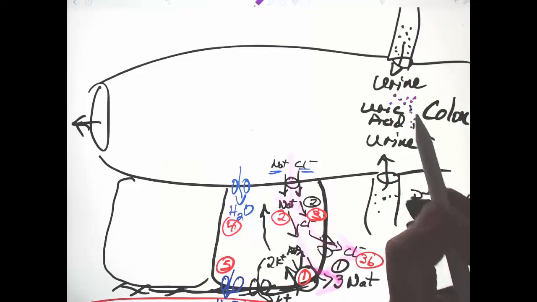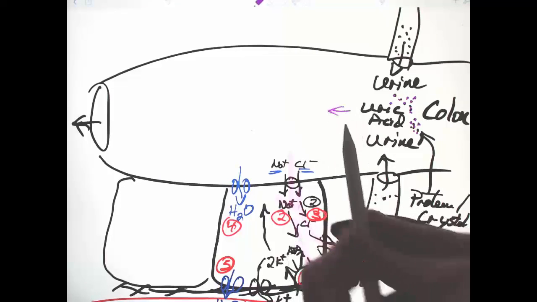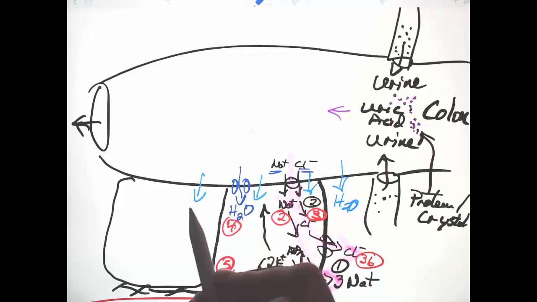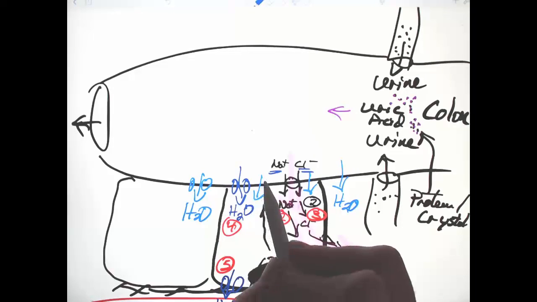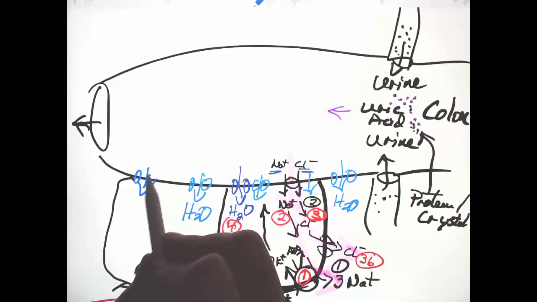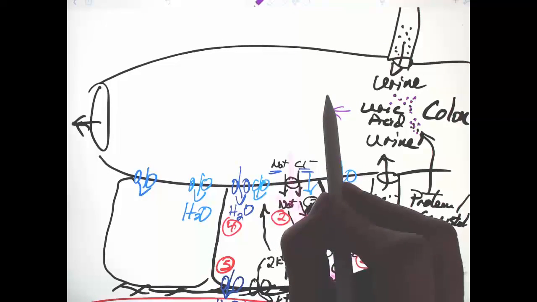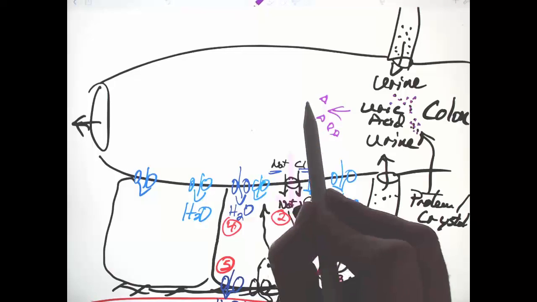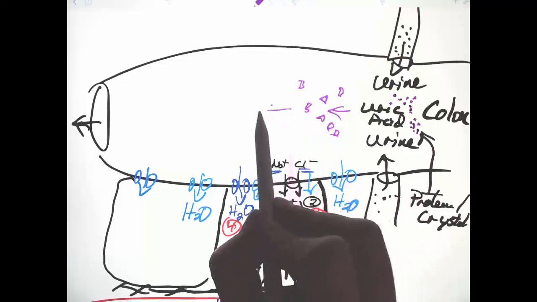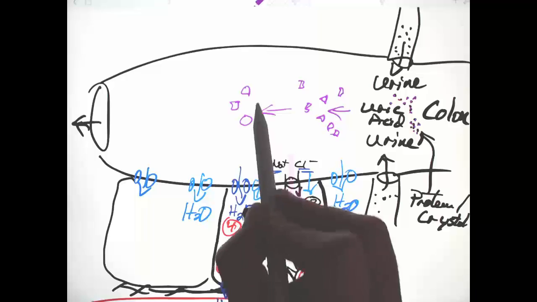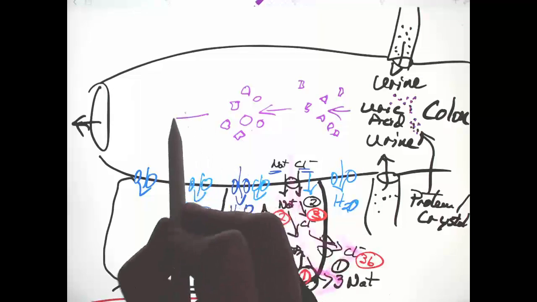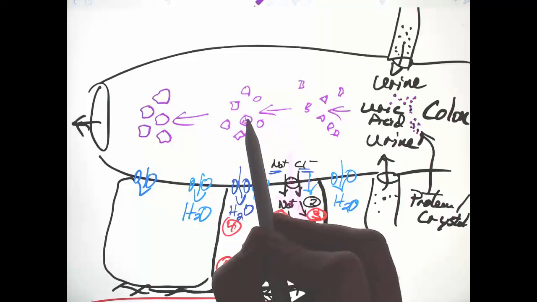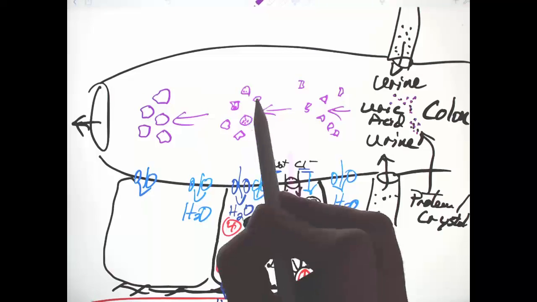If this purple is uric acid, as water leaves along these cells through aquaporins, as the water leaves, the uric acid begins to form bigger and bigger crystals. As these crystals grow, the uric acid is no longer free in solution. The uric acid is now in these tightly packed crystals.